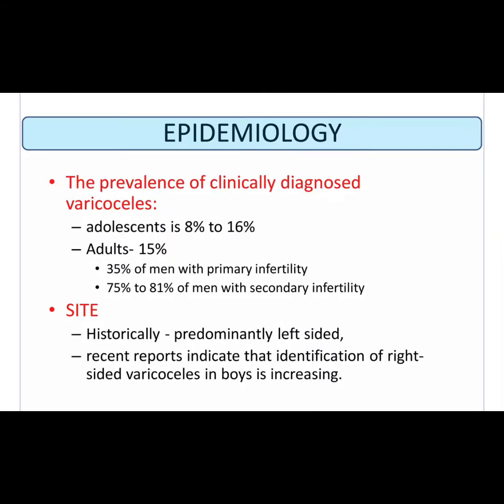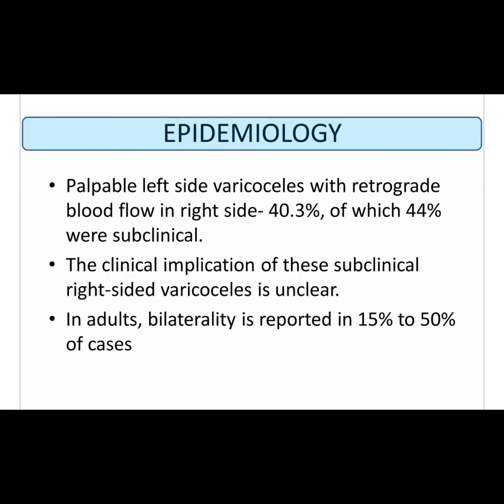Now let's discuss the incidence of varicocele and the various statistics regarding varicocele. 90% of varicoceles occur on the left side, and only in 10% do they occur on the right side. The second important thing is that the incidence of varicocele in the general population is 15%, but among those presenting to the clinic with infertility, it is 20 to 40%.